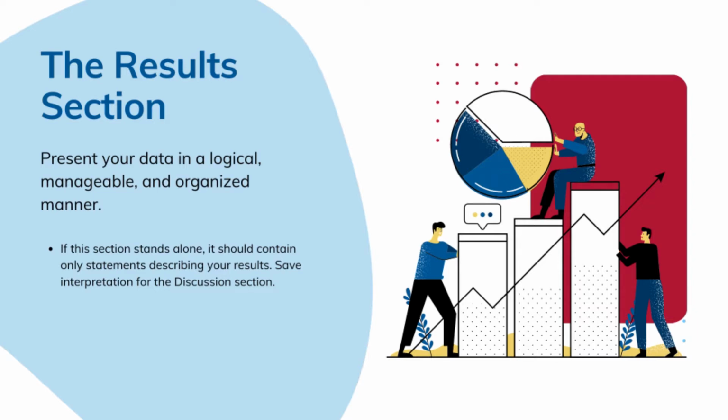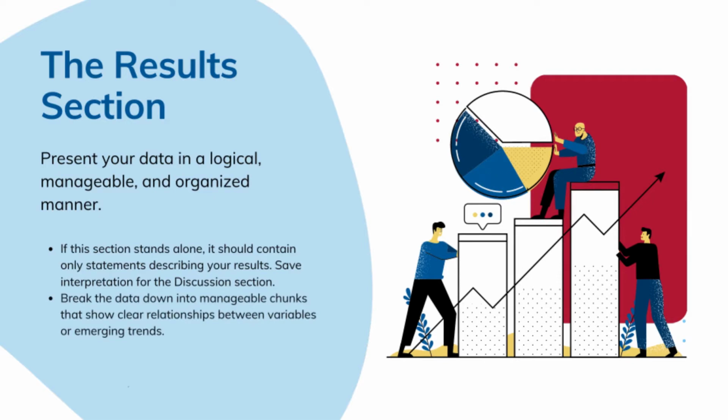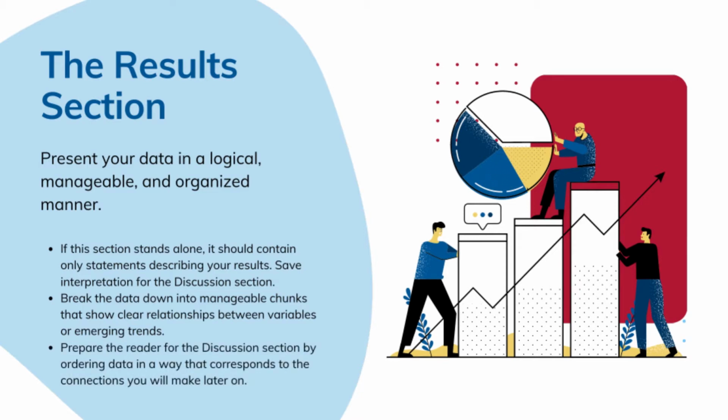A major function of the results section is to break down the data into manageable chunks that show the relationship between the data collected and the research question or objectives. Essentially, you are using this section to prepare the reader for the discussion section, in which you will specifically interpret and evaluate the data as it relates to research questions or objectives and the hypothesis.